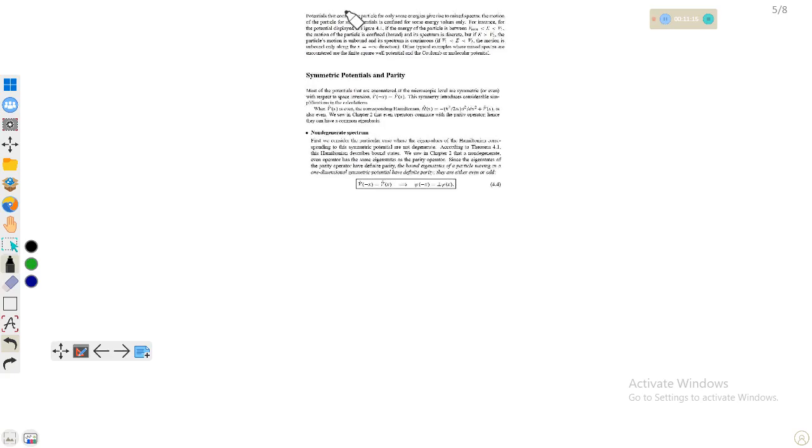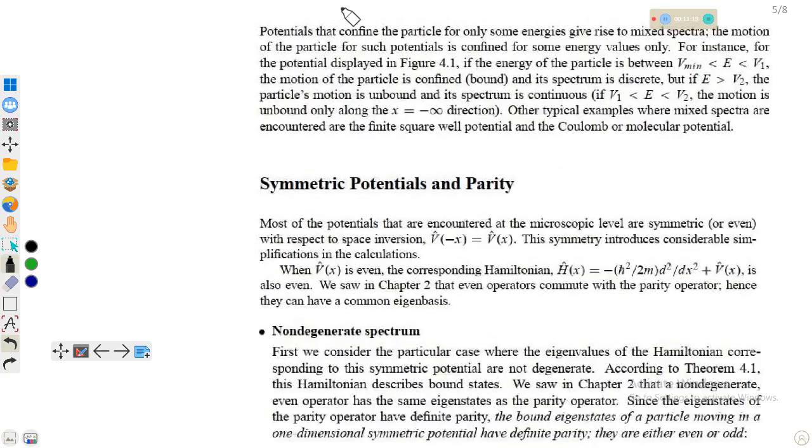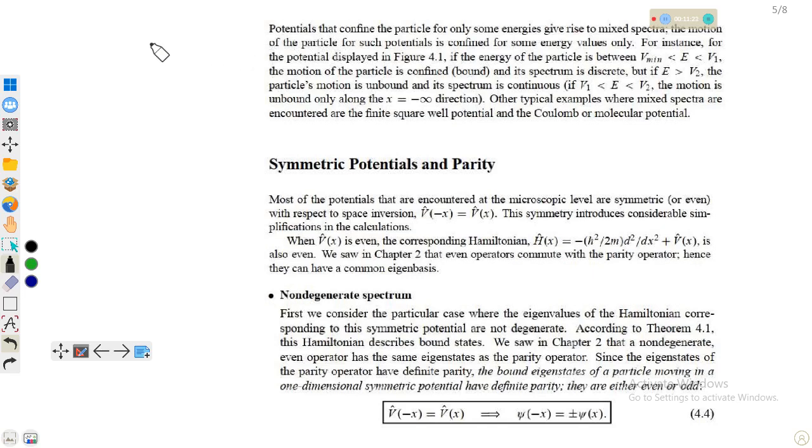The next is mixed spectra, the case where continuous spectra and discrete spectra both exist. Where the particle is bounded in some regions, we will have discrete spectra, and where the particle is unbounded, we will have continuous spectra, a continuous range of energy. If the particle is bounded at some point and not bounded at another point, we will have both discrete as well as continuous spectra. Such spectra are called mixed spectra.